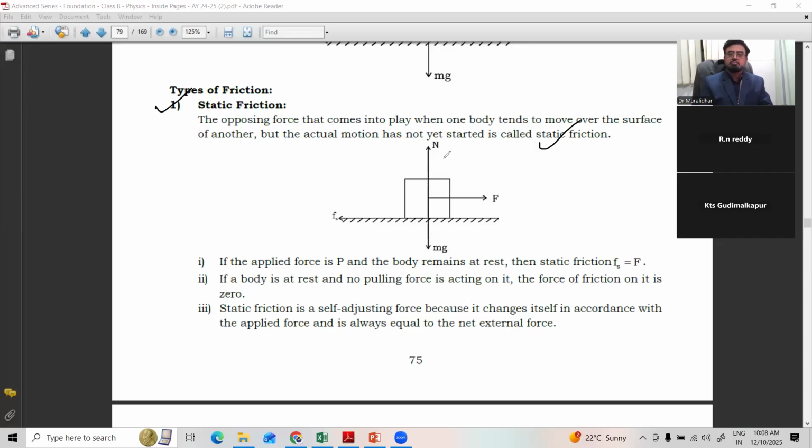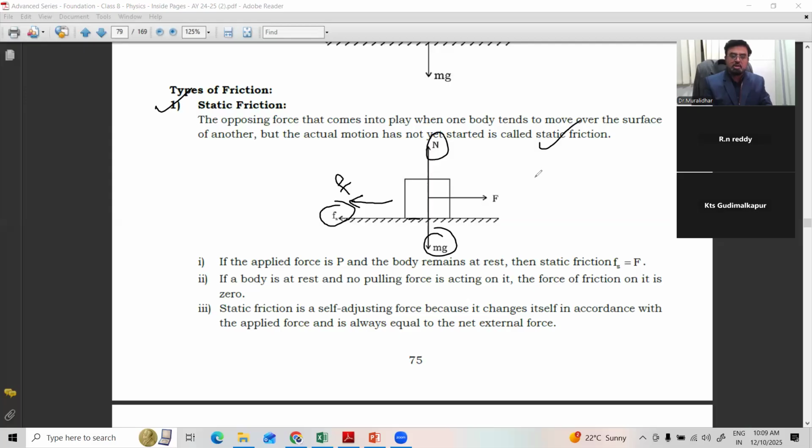Right? So suppose this is a book. Weight of the book acts in the downward direction. Normal reaction is always there. The table exerts a force on the book with a normal reaction. At the same time, the force is applied in this direction, and the frictional force acts in the opposite direction. When a body is about to move this side, the frictional force acts on the opposite side. See, this is F. Then the body remains at rest.